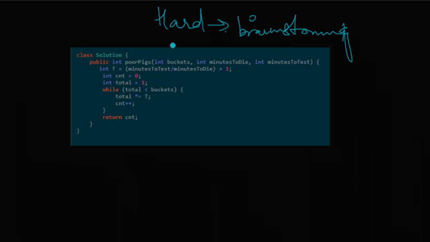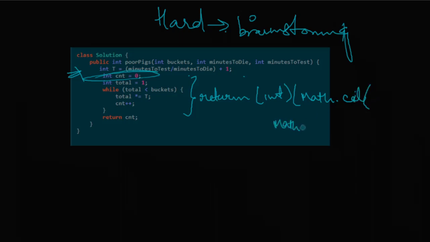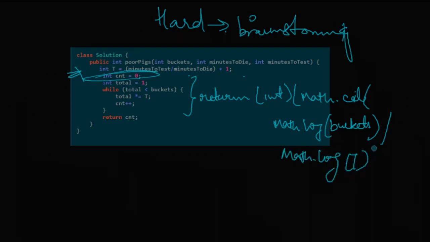Okay, now see, this is test, this took minutes to test upon minutes to die. We placed a counter here. Now you can either write all of this, or you can simply write one thing: return int of math.ceil of math.log of buckets by math.log of this t. This would also give you the same answer.